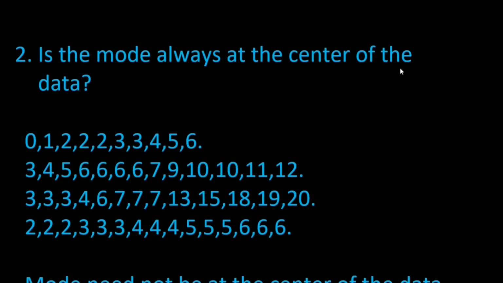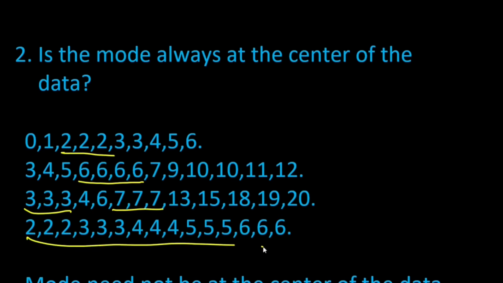Let us see the second question. Is the mode always at the center of the data? Now let us look at various data here. Here 2 is the mode in this data. It is not at the center, it is almost at the center. Here 6 is occurring 4 times and 6 is the mode. Here also it is not at the center. Here 3 and 7. There are two modes for this data. They are not at the center. And for this data there is no mode.